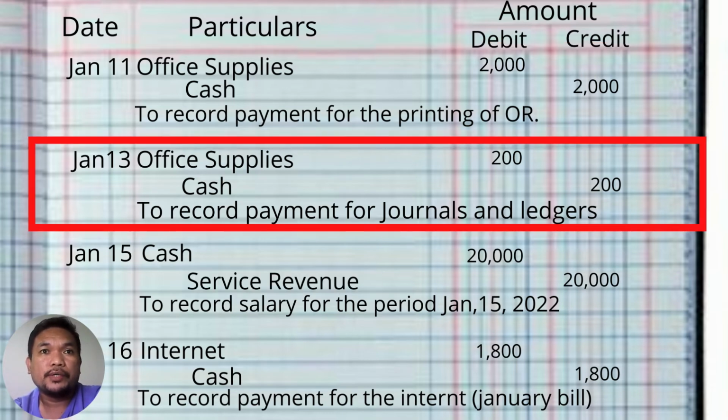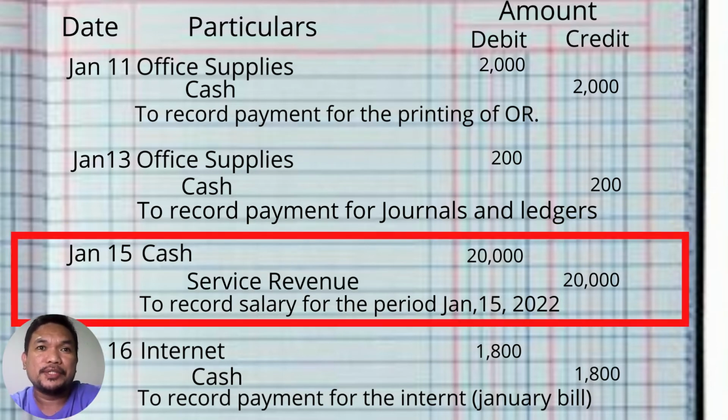For January 13, this was when you paid, okay, for the journals and ledgers that you bought, okay, from the National Bookstore, for instance. So your debit would be office supplies, that is the amount of 200, and then you credit cash 200. And then the explanation: to record payment for journals and ledgers.